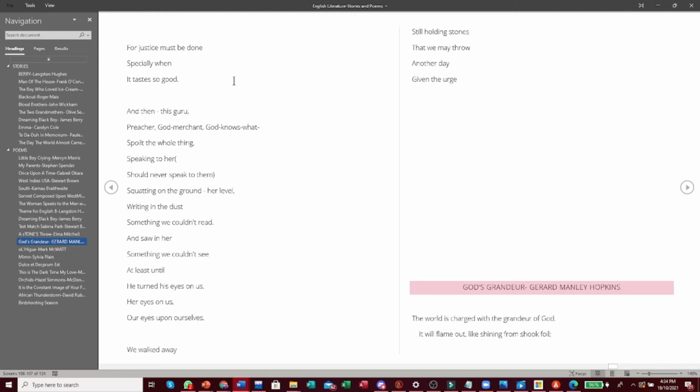And then this guru, preacher, God merchant, God knows what, spoilt the whole thing. Speaking to her should never speak to them. Squatting on the ground, her level, writing in the dust, something we couldn't read, and saw in her something we couldn't see. At least until he turned his eyes on us, her eyes on us, our eyes upon ourselves. We walked away, still holding stones that we may throw another day, given the urge.